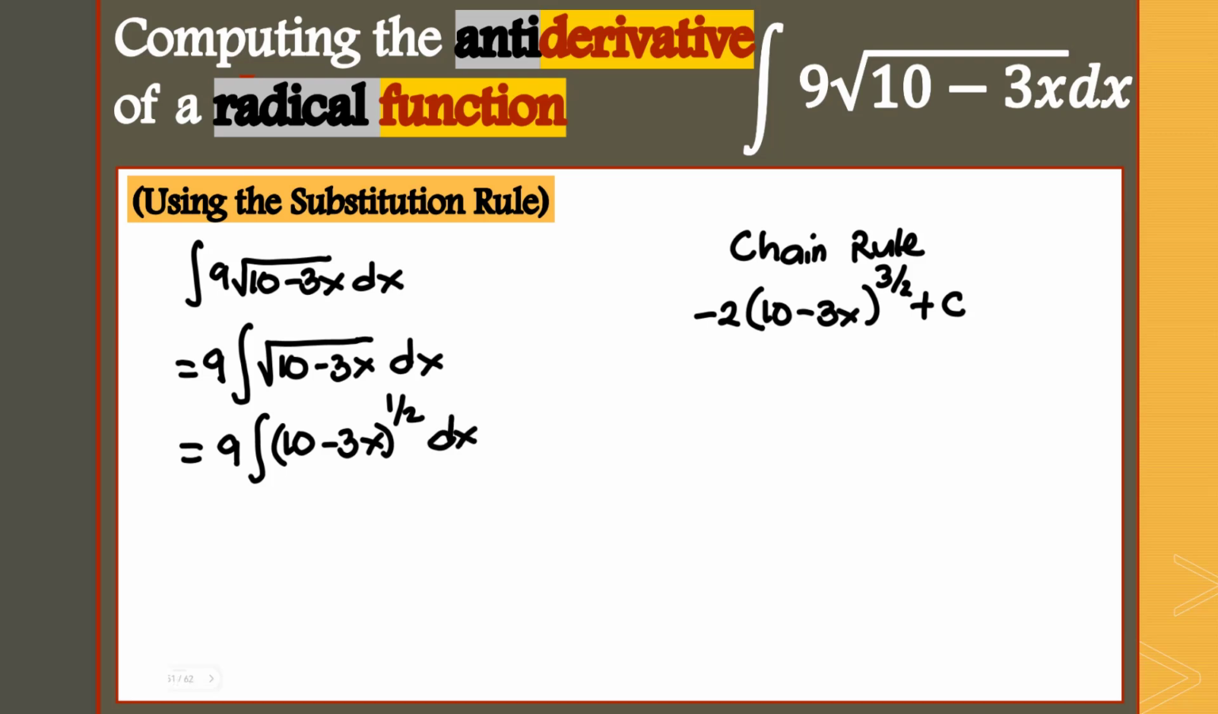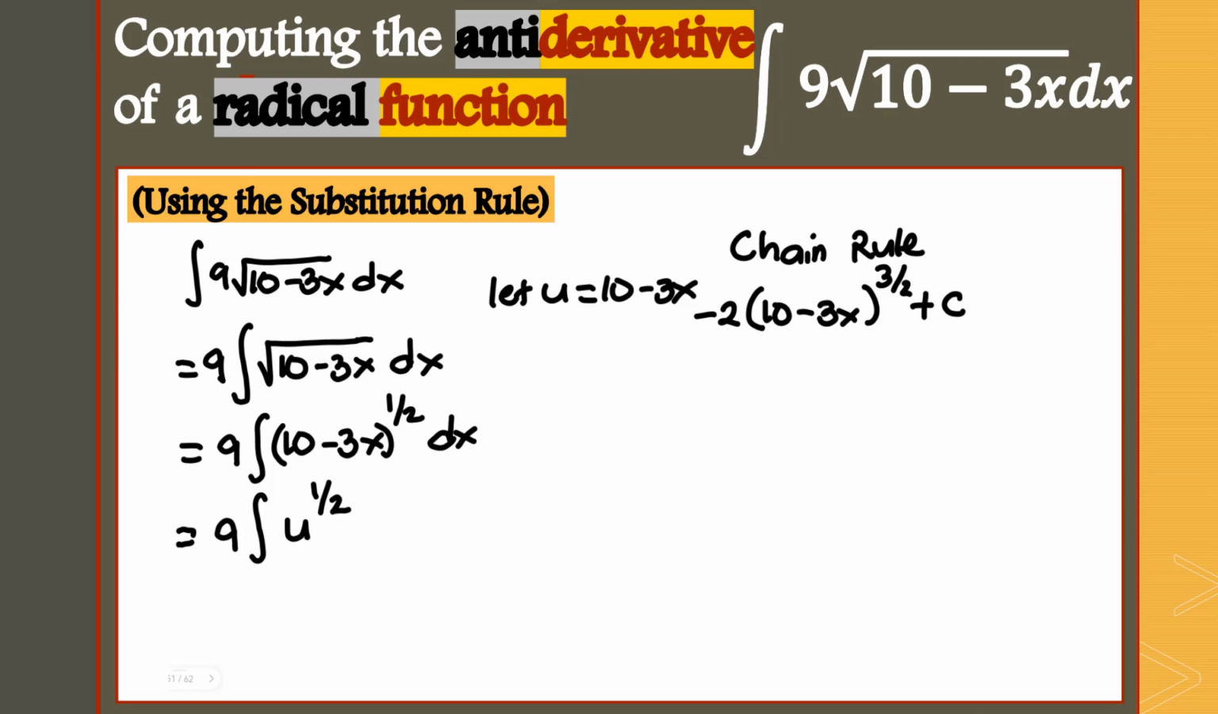In short, we will not be using the entire expression here for our substitution, only this item here. So we're going to let u be equal to 10 minus 3x, not 9 times the square root of 10 minus 3x, just itself. With that, we can rewrite this as 9 times the integral of u to the power of 1/2. We're using substitution rule to make it easier because we could use simpler processes involving different rules of antidifferentiation and return to the equivalent u later on.